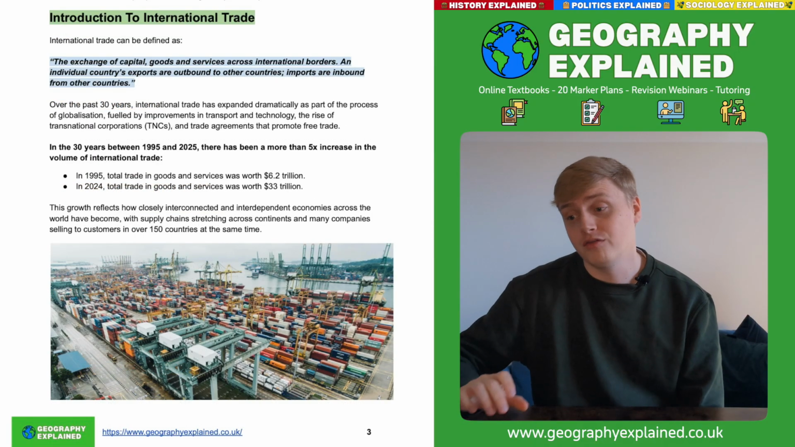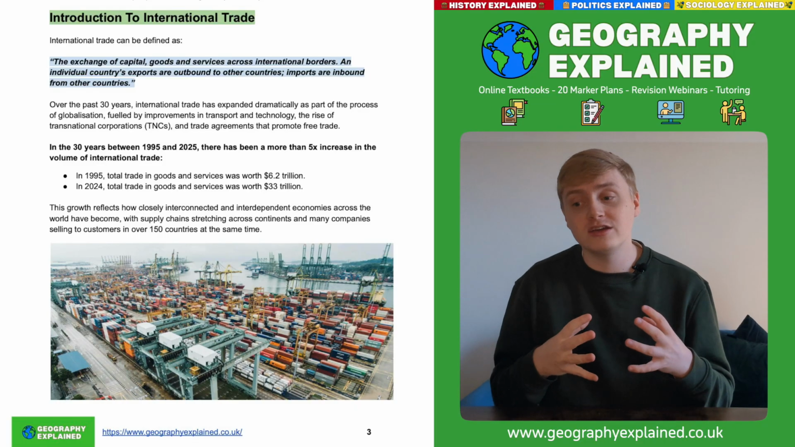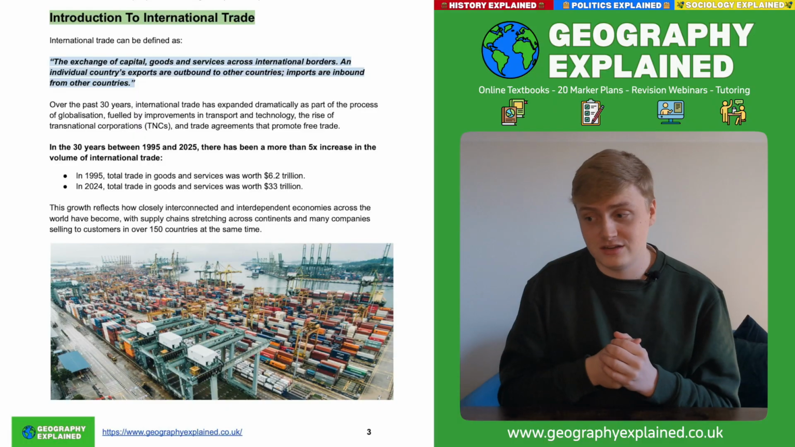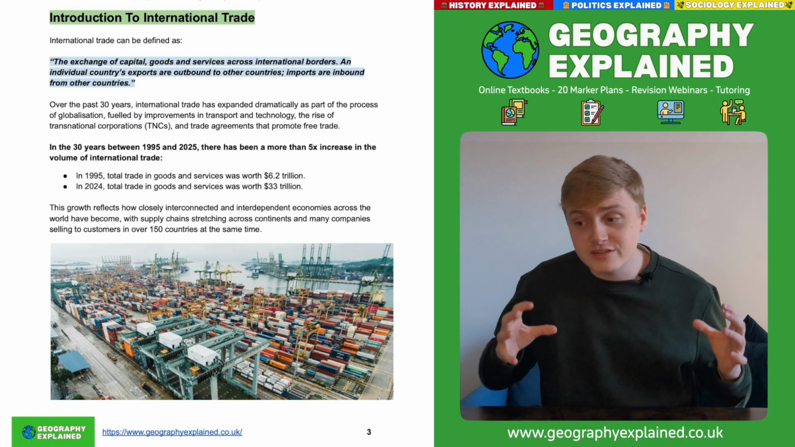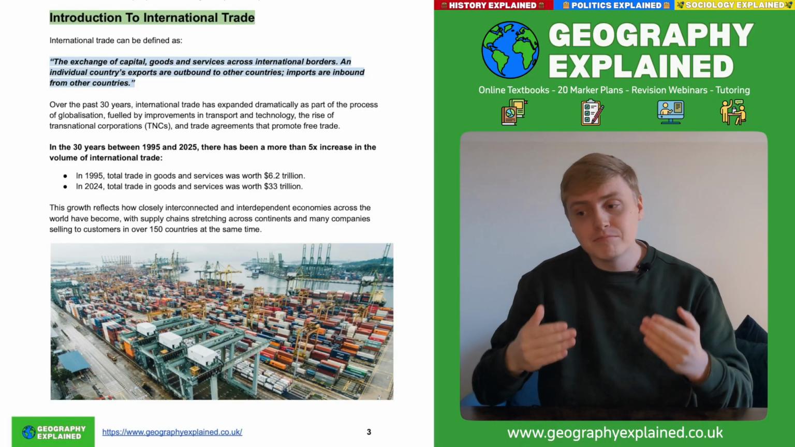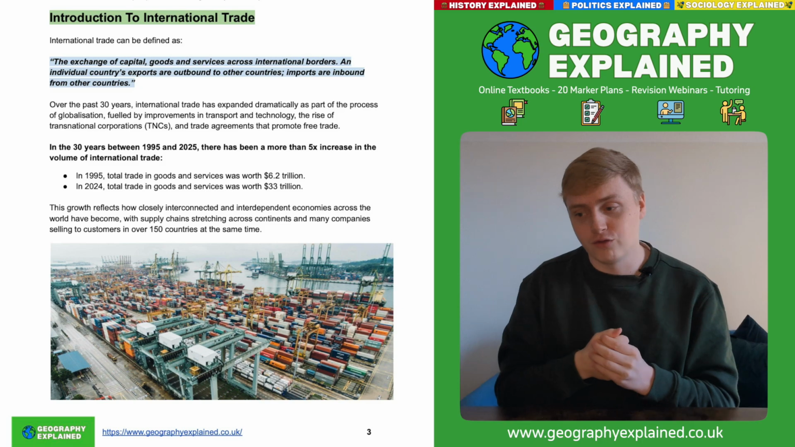So let's start off then by giving you an introduction to international trade. International trade can be defined as the exchange of capital, goods and services across international borders. An individual country's exports are outbound to other countries, things it sells to other countries, and imports are inbound from other countries, so things it buys goods and services from other countries.